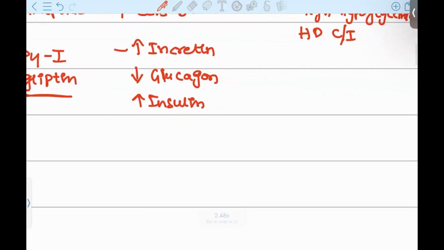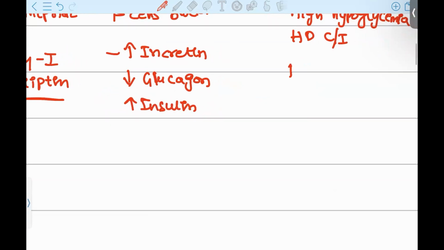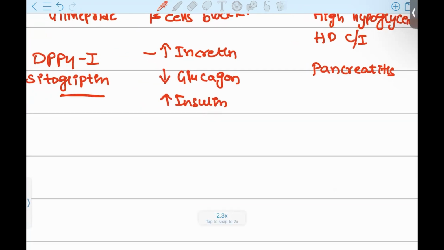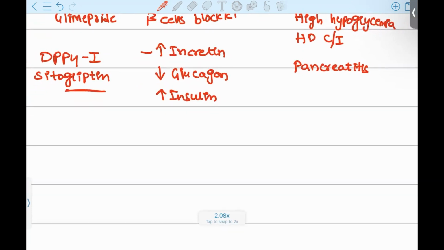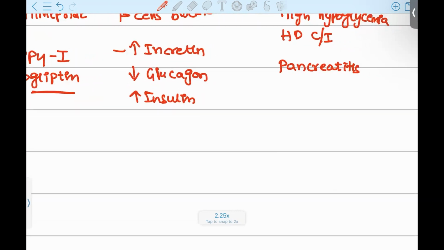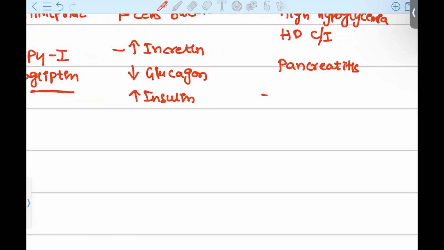What are the side effects? The side effects are usually pancreatitis, very rarely present, and nausea and vomiting. Those are the common ones. DPP4 inhibitors are not renal safe; whenever the patient has renal disease, DPP4 inhibitors are not safe. But a drug like linagliptin can be given in renal patients also, so it is safer for renal failure patients. Only linagliptin can be given, and these drugs can cause weight loss.